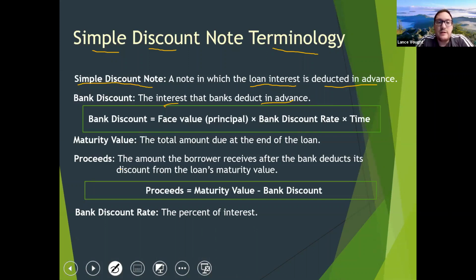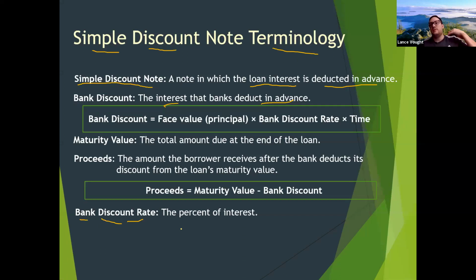So the bank discount rate, now you know the little secret that a lot of my econ students don't know, is that we're discounting the value because we're deducting the interest up front. So you're still going to pay it back on a certain day, but we're discounting the interest up front. So the amount you actually get is less.